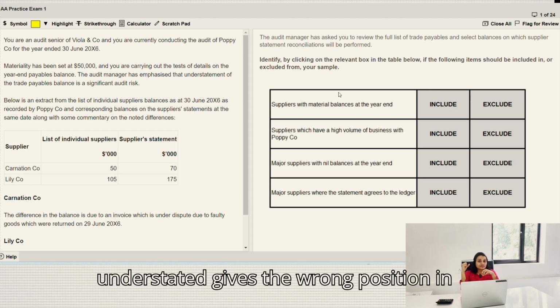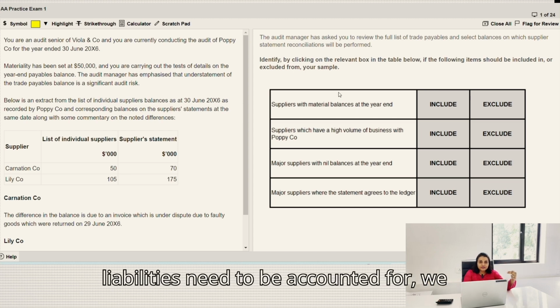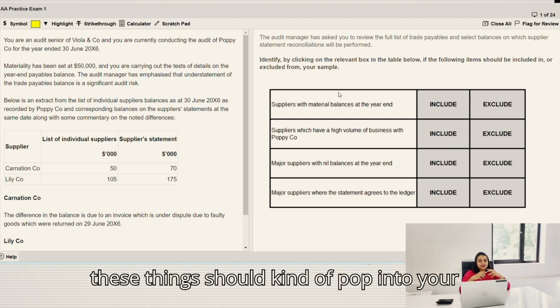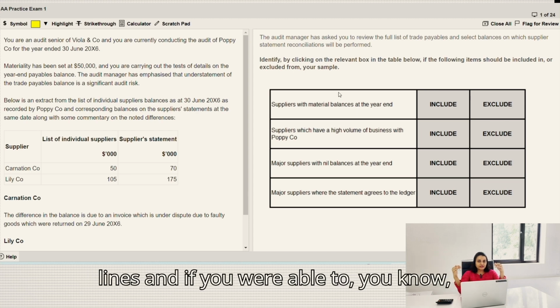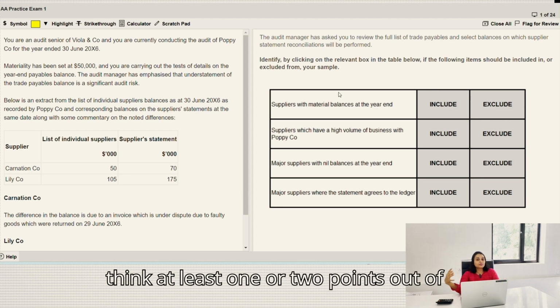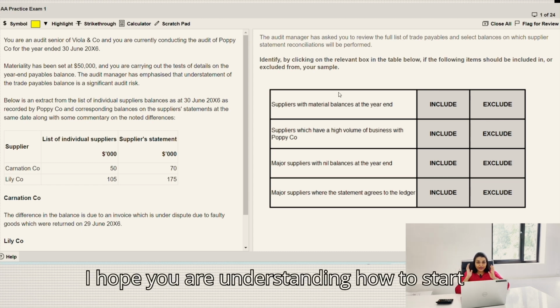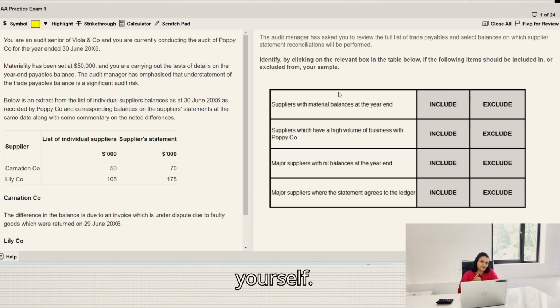Liabilities, if understated, give a wrong position in my financial statements. Then liabilities need to be accounted for, and we need to follow the prudence concept. All these things should pop into your head. So start thinking along those lines, and if you were able to think of at least 1 or 2 points out of these, then you're going in the right direction. I hope you're understanding how to start thinking and processing yourself.